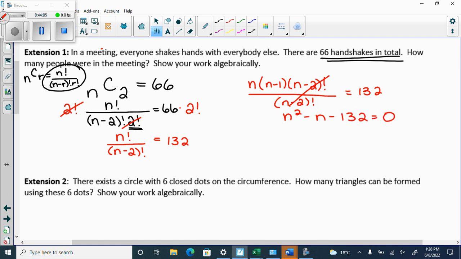What multiplies to be negative 132 and adds to be negative 1? I don't remember what the numbers are. 12 and 11? It's 12 and 11. Yeah. N minus 12, n plus 11. N equals 12, n equals negative 11. Can n equal negative 11? No. Circle, line through it, extraneous.